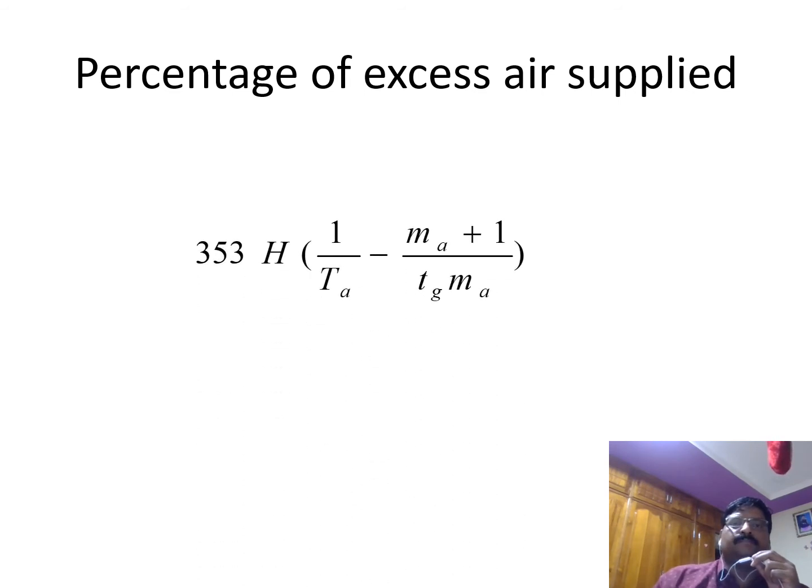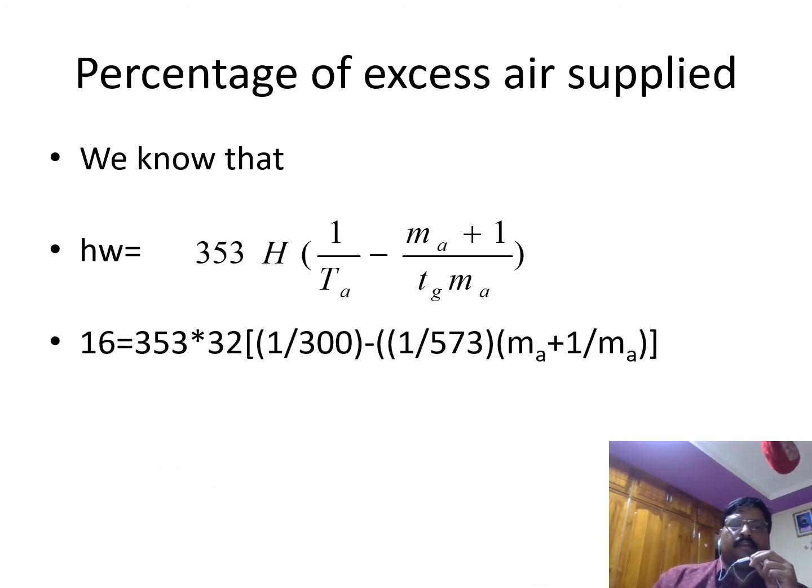So we know that HW is equal to 353 H into (1 by TA minus MA plus 1 by TG into MA). Now substituting that, HW is given as 16, 353, and H is given as 32, the height of the chimney, into (1 by 300, TA value is 300 Kelvin, minus 1 by 573, TG value is 573 Kelvin). We don't know the value of MA and MA plus 1, so we keep MA plus 1 by MA as it is.